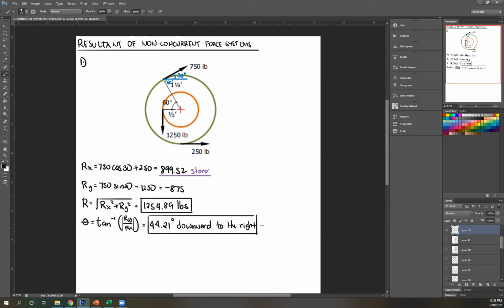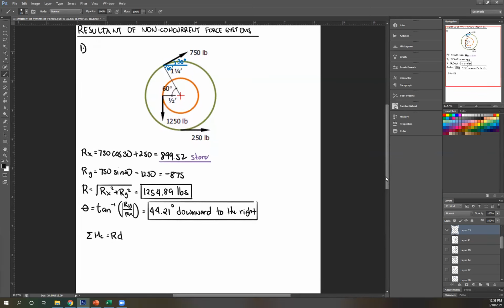And lastly, position. So to get position, we're gonna use moment. You're gonna take a reference point. You can take it anywhere, wherever is convenient. So let's say I take it about the center. So summation of moment about the center is equal to your resultant times perpendicular distance from it. Okay, so let's use that equation.